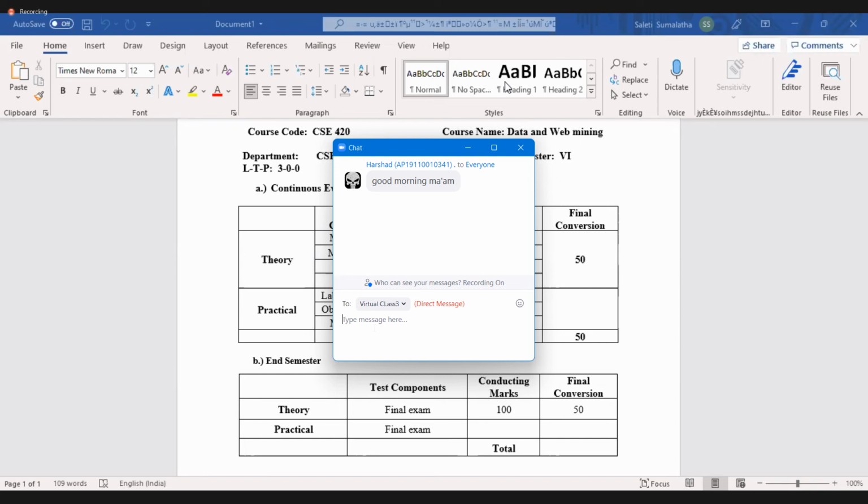Yes, students, those who have given the numbers, you may leave. We'll meet on next Wednesday. Next Wednesday, we have the class.